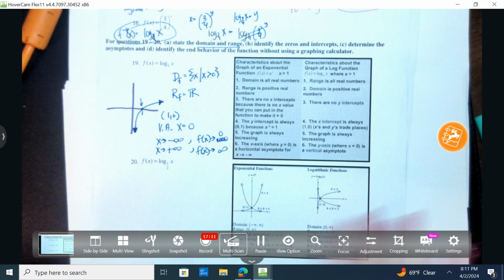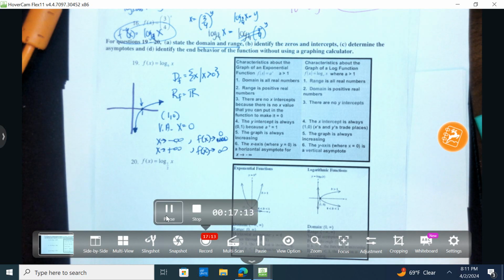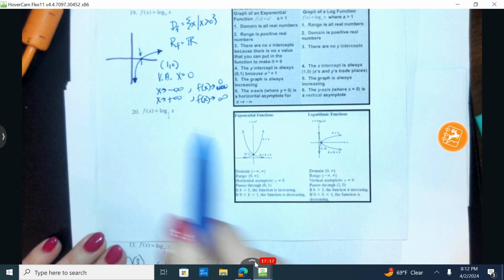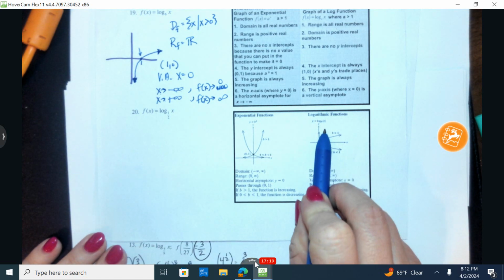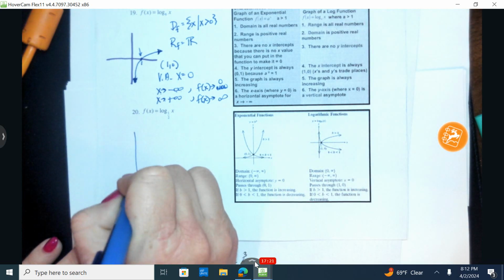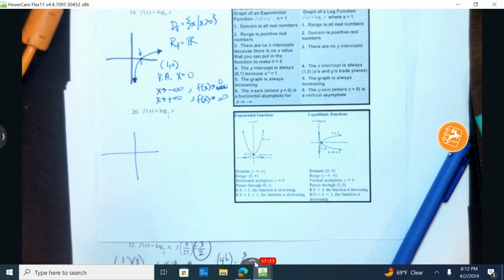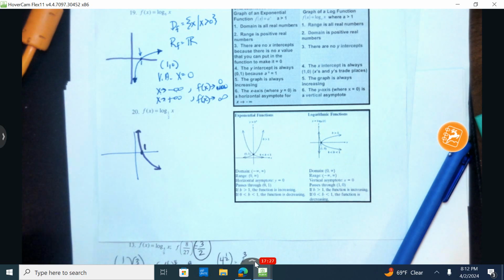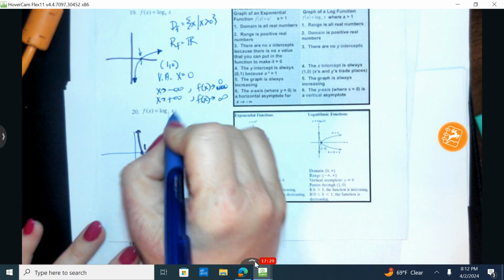All right, let's go on to our next one. So I provide you a little picture here. We can see that our base is 0.5, so it's going to look like this function right here. If I draw a real quick picture, it's looking something like this. This is still going to be at 1, 0. All right, let's get started here.